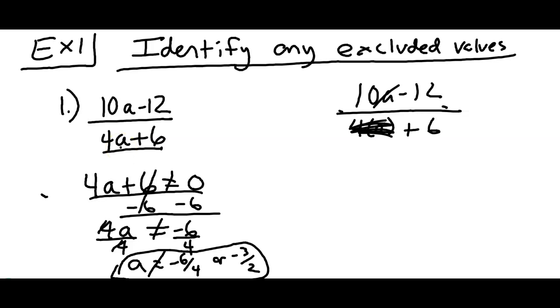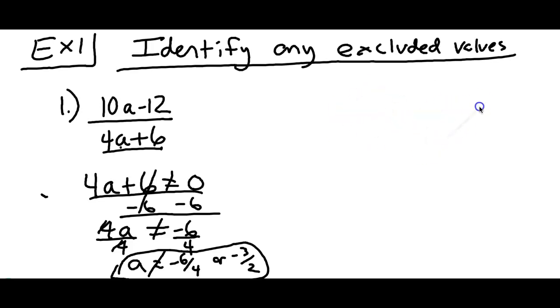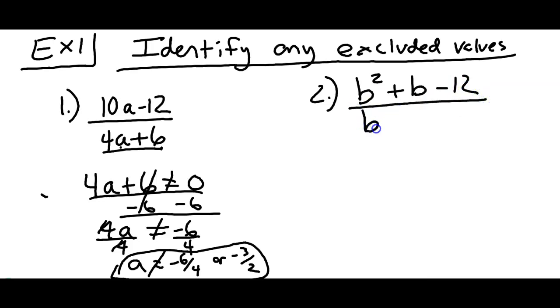All right, so this one was a simpler example, and the reason I say that is because it's just a simple linear equation. You just subtract and divide and you're done, right? So I'm going to give you one that involves some factoring. Let's go ahead and write down number 2: B squared plus B minus 12 over B squared minus 2B minus 24.